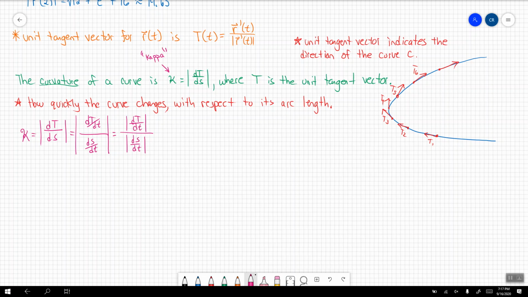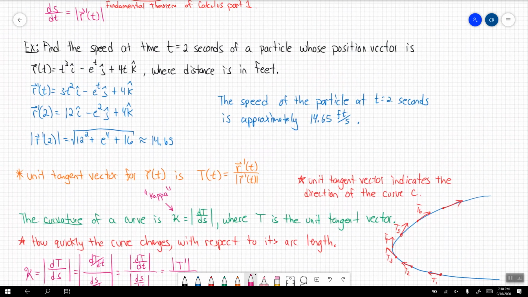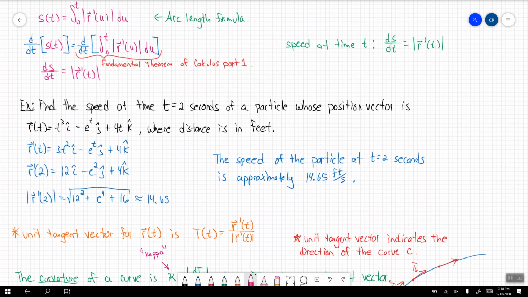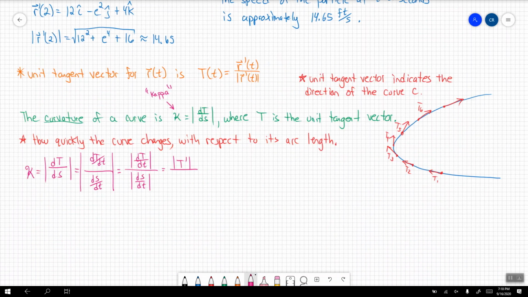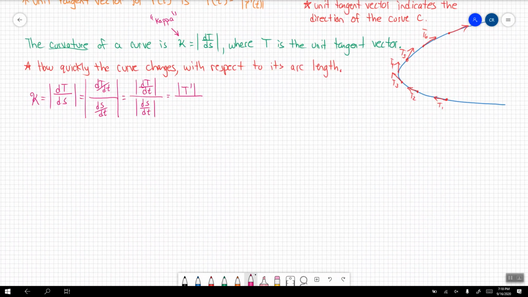And in this particular instance, we're now left with something really nice. What's nice about this is that my numerator here, the magnitude of the derivative of the unit tangent vector with respect to time, is just going to be the magnitude of T prime. Okay, so that's pretty good. Well, what about the denominator? That one looks oddly familiar. If you come back over here, that looks familiar, which means we're just left with the magnitude of r prime of t.